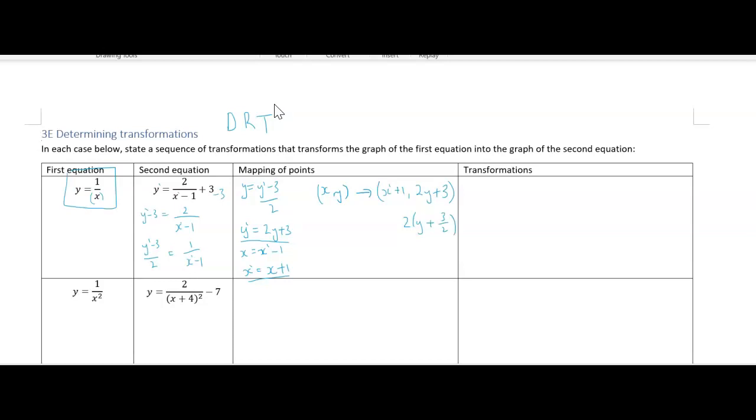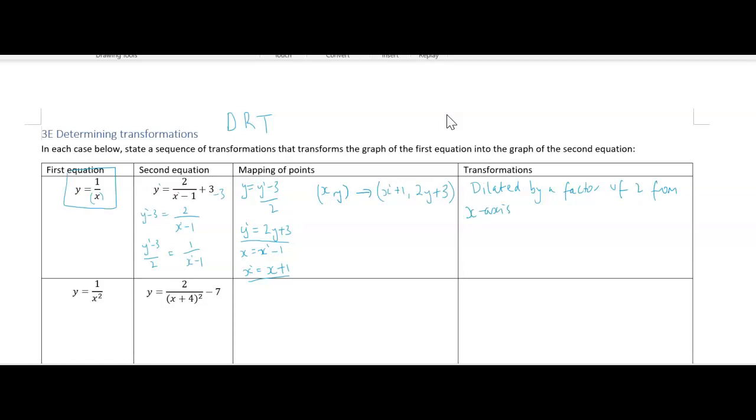Then you can read the translation first and then you multiply by 2. But it's a lot easier just to leave it as it is, but if you needed to, you could take out the coefficient of y as a common factor, and then you can read your translation first. Okay, so when I wrote DRT, dilation, reflection, translation, let's do our dilation first. So the 2 in front of the y means it's dilated by a factor of 2 from the x-axis.